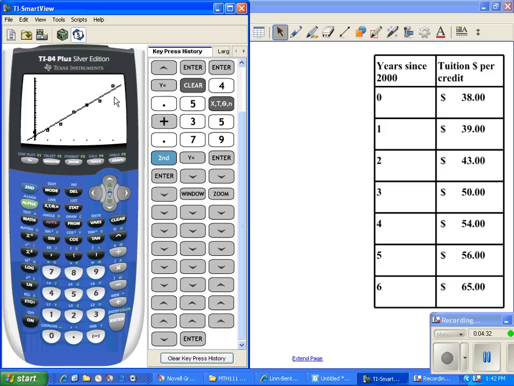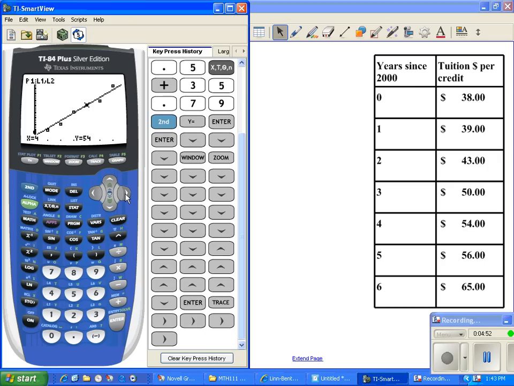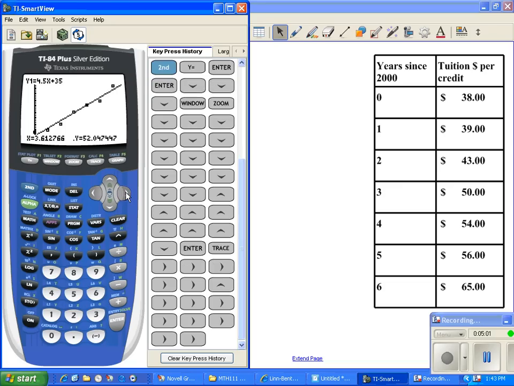These are the original data points. So let me see here. This would have been the year 2000. I can hit trace. Year 2000, my tuition at LBCC was $38. In the year 2001, tuition was $39. And so I'm tracing along the original data points. We can see that because we're on P1, the data points. And now if I press the up arrow, we're now tracing along the regression line. So the regression line is our estimate for the tuition at different points in time.